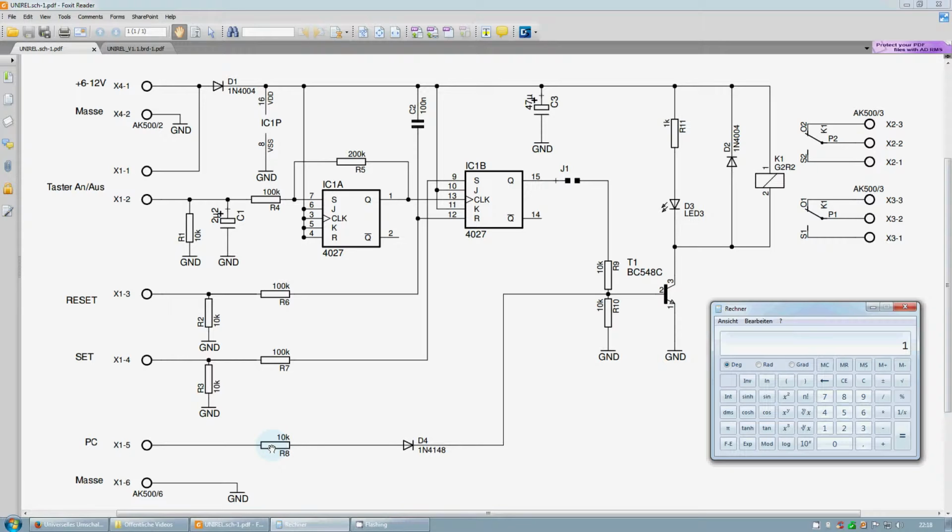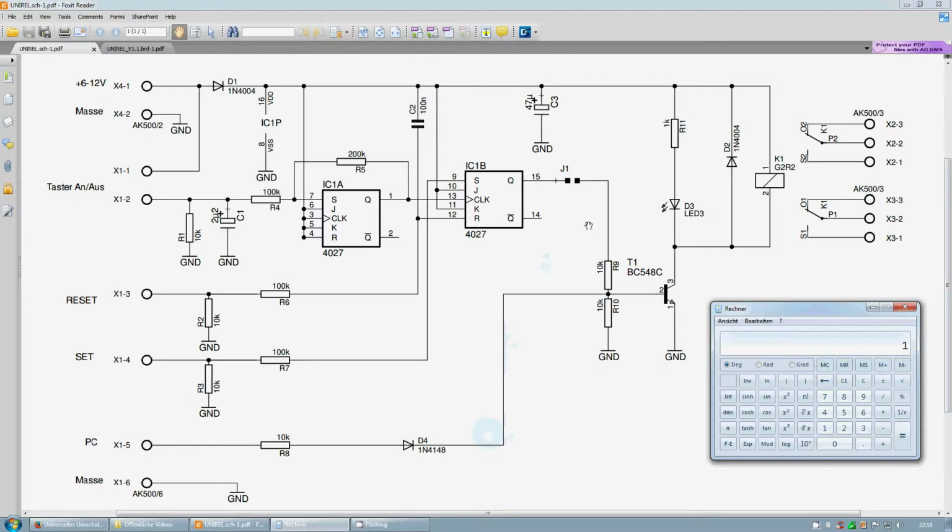But for short pulses, the whole circuitry is safe up to 100 volts present not only on this input, but as you probably can see, also the other inputs are protected with series current limiting resistors. So that was the function of the PC direct control input.